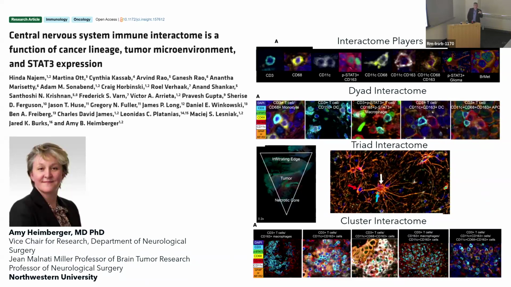You may notice some of the names on this paper, by the way. Some University of Michigan people are on this paper as well.